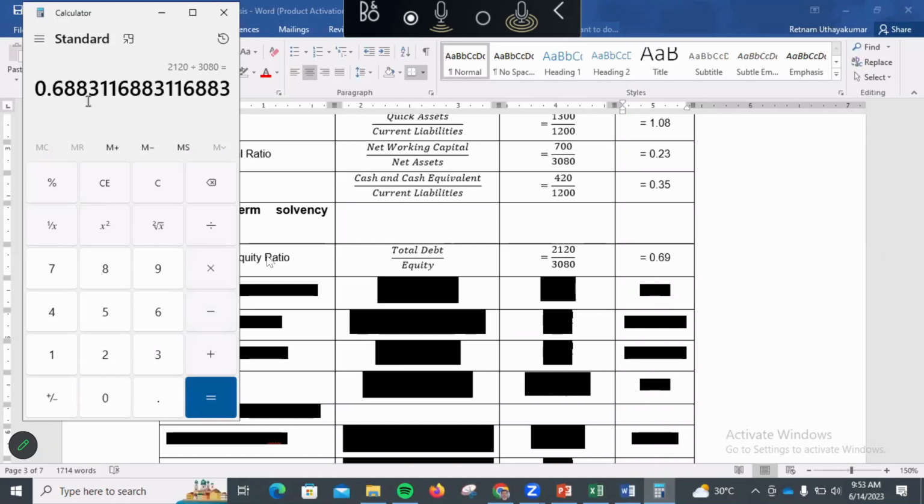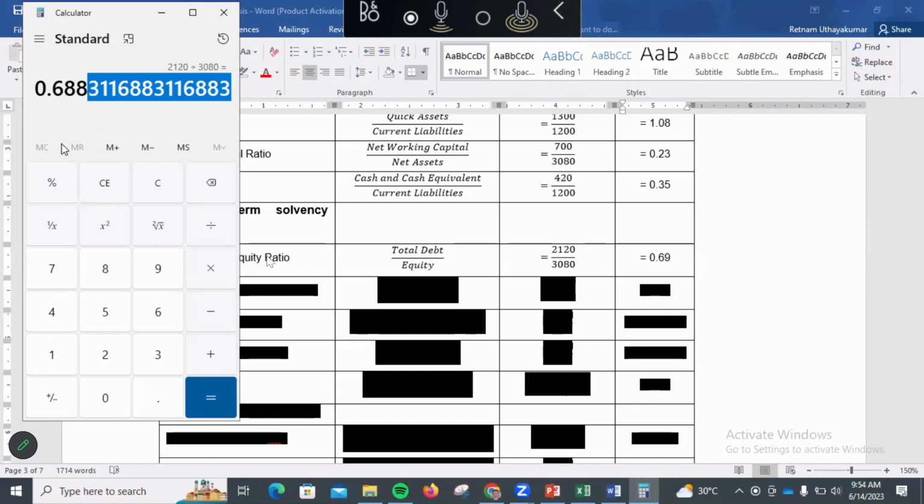Yeah, still you have the problem. So you have eliminated this one. 0.88. 0.688 is coming. You want to present it in two decimals, you want to round up to the next highest. 0.69 is coming.